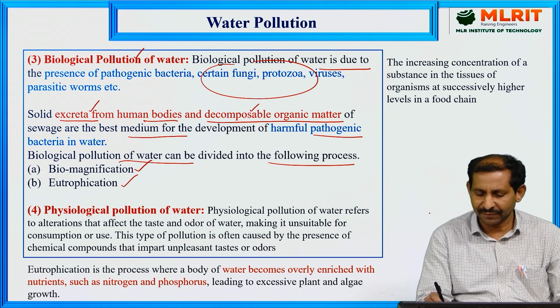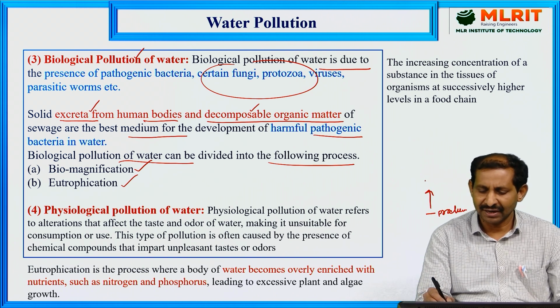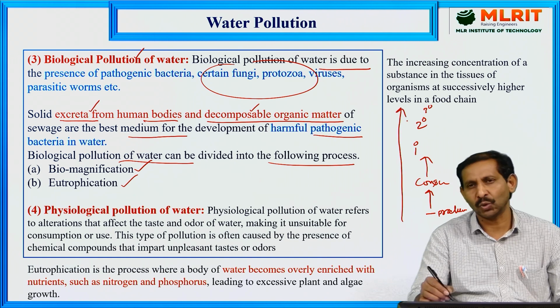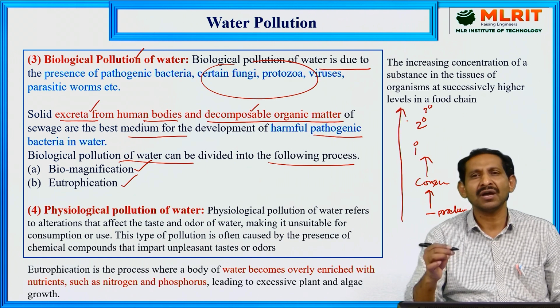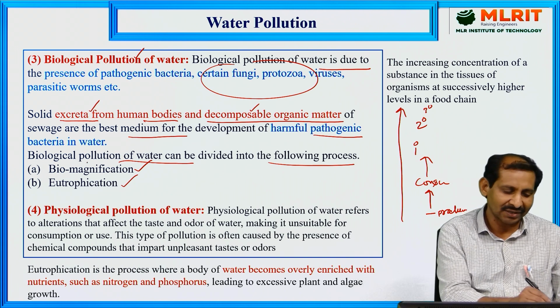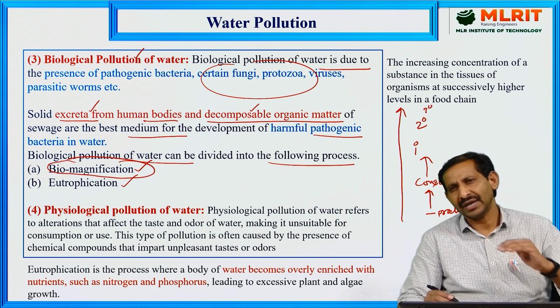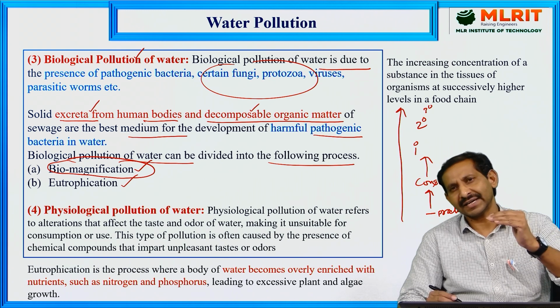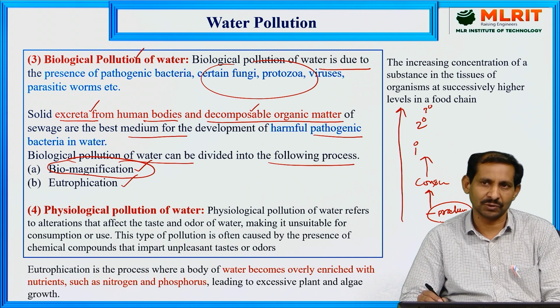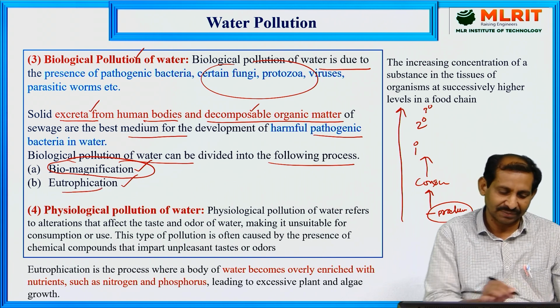For example, in a food chain, first the producers come, the next level is the consumers, then the primary consumers, secondary consumers, and tertiary consumers. So the concentration will slowly increase from the producers to the higher trophic levels in the food chain. This accumulation of concentration is called biomagnification. So in the higher trophic levels, the concentration levels will always be higher compared to the first level of the producers.